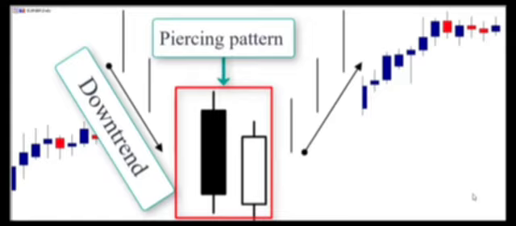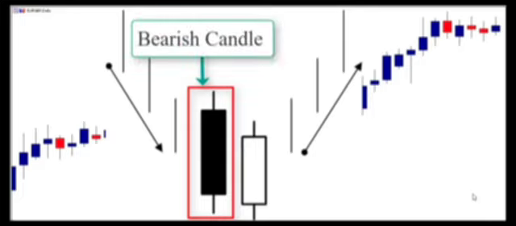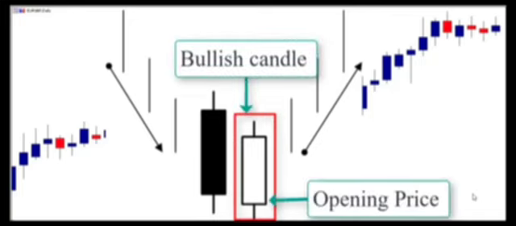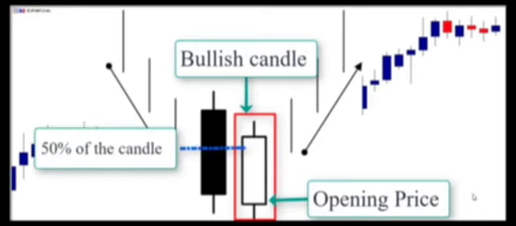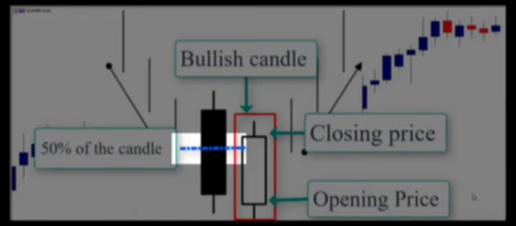Let's talk about the anatomy of this candlestick pattern. As you can see, the first candle is bearish, continuing the trend in the downwards direction. The second candle is bullish, opening below the first candle, or even better, below the low of the first candle, then closes above the midway point of the first candle. In other words, above the 50% line here.